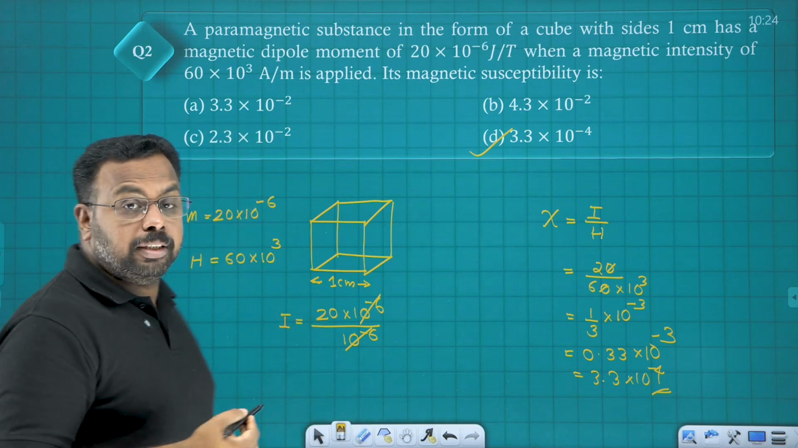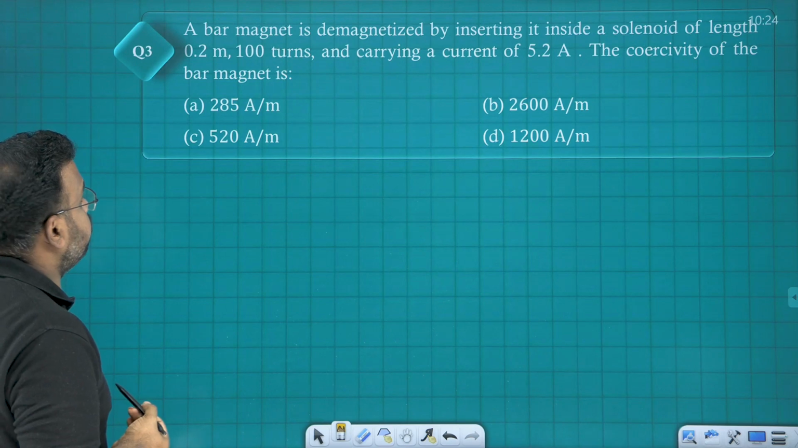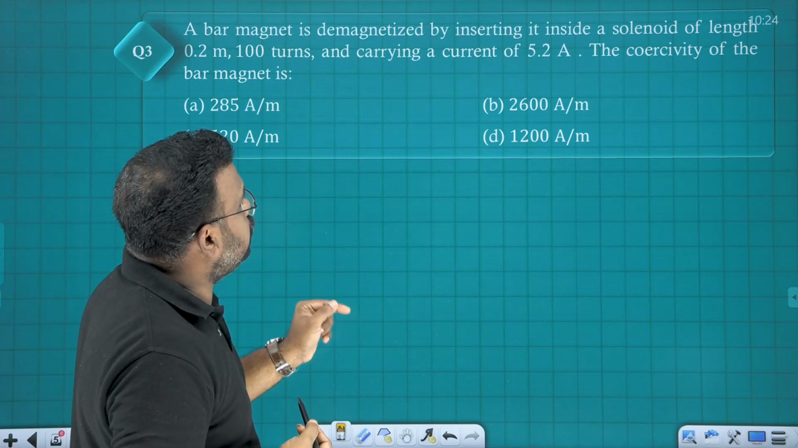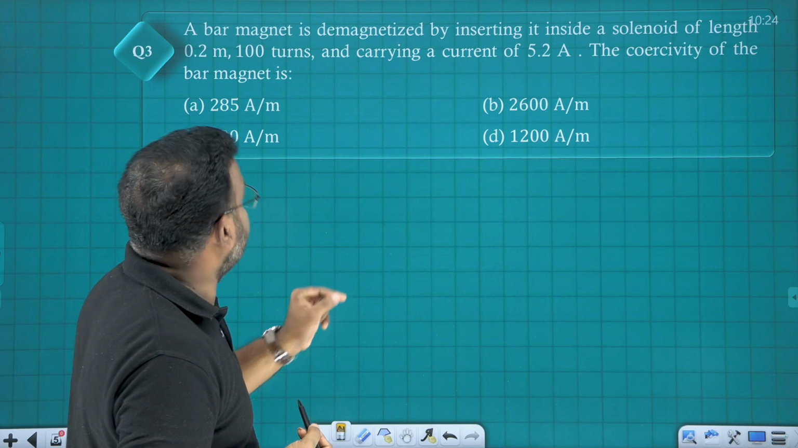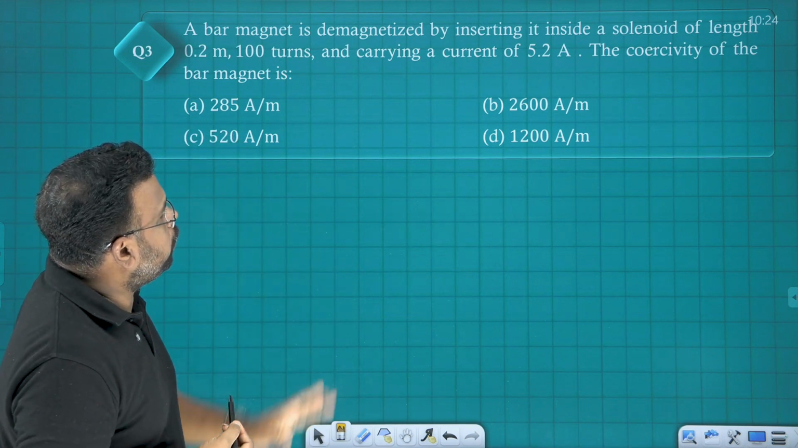Very easy question. I think it's clear. Okay. Question number 3. A bar magnet is demagnetized by inserting it inside a solenoid of length 0.2 meter, 100 turns and carrying a current of 5.2 ampere.